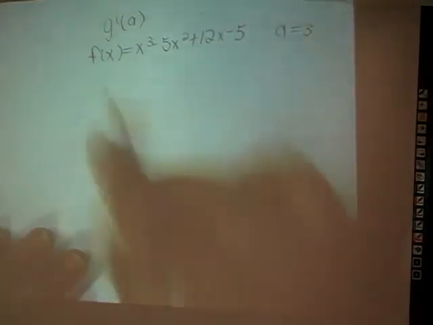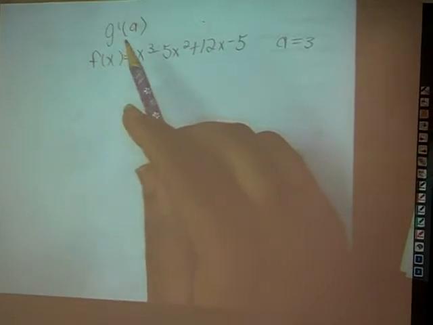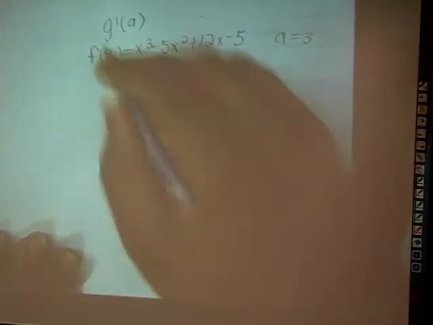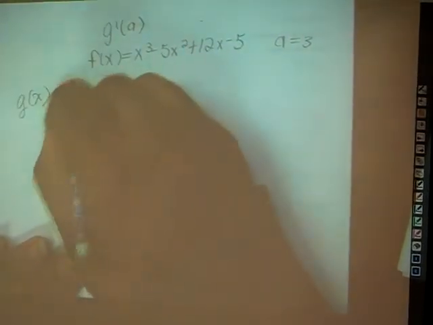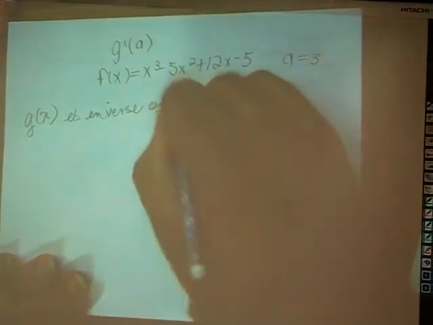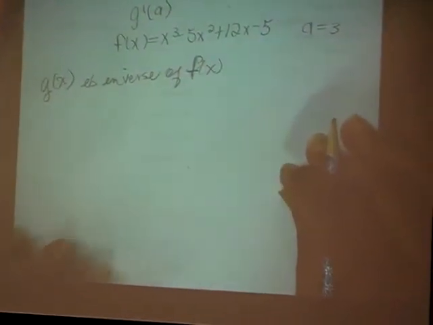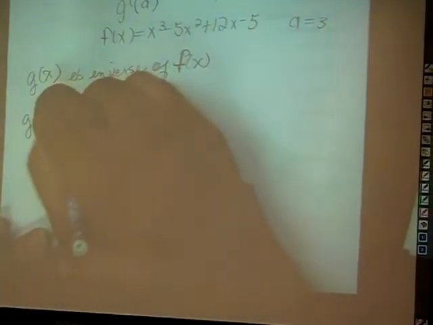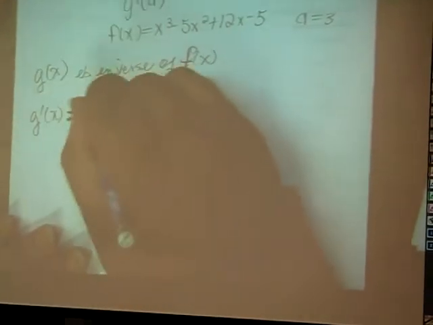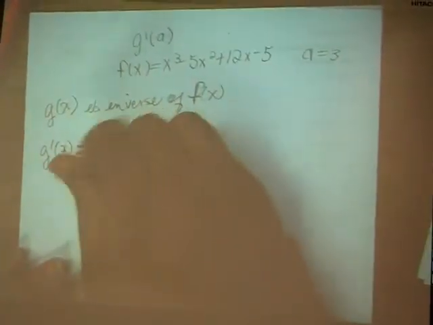So g prime of a, we're letting g prime of a represent the derivative of the inverse function. Alright? So that must mean that g of x is the inverse of f of x. That's the case. Alright? So, how are we going to do this? Well, first of all, I need to know the formula. G prime of x, which you guys need to commit to memory, is equal to 1 over f prime of g of x.